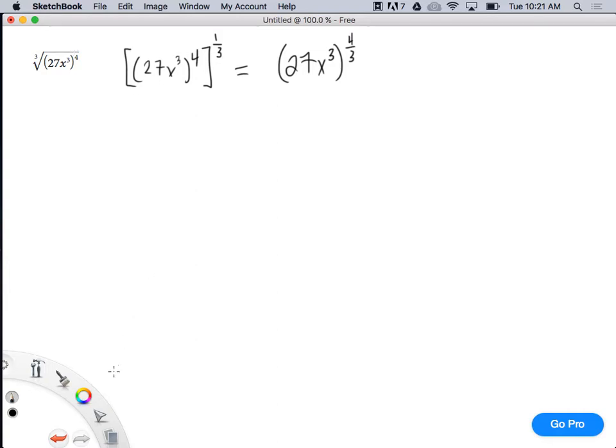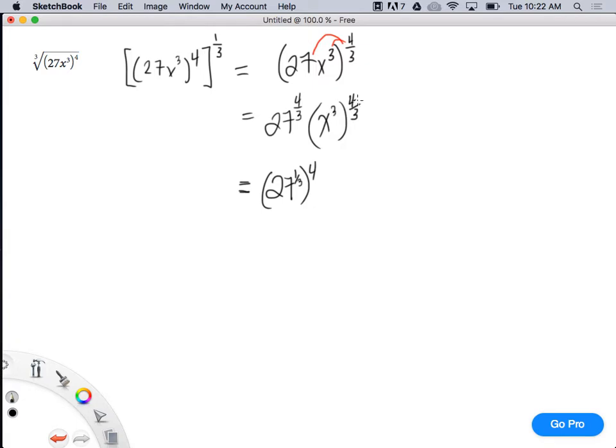The next step now is I have this exponent and I have a product inside. So I have to apply that exponent to both of those terms. So it ends up being 27 to the 4/3 and x to the third to the 4/3 power. Okay? Now, if I want to get 27 to the 4/3 power, I split that up, remember? It's the cube root of 27 to the 4th power.